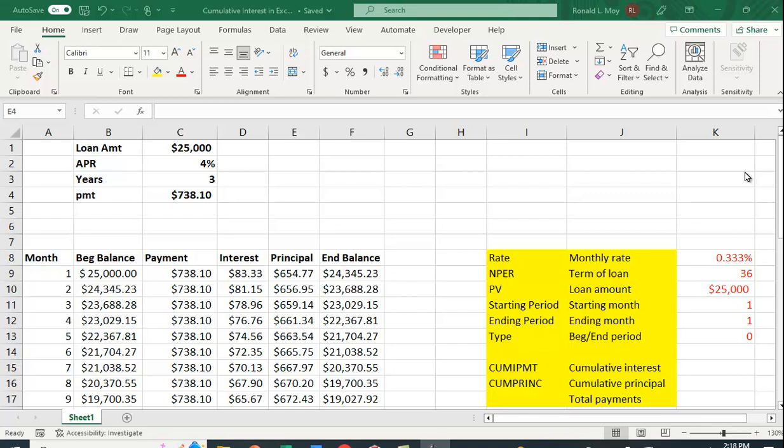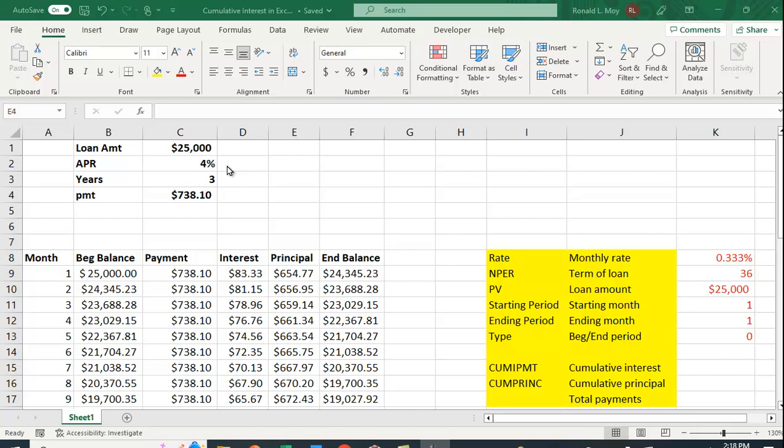I want to show you a couple of functions in Excel that allow you to find the cumulative amount of interest you've paid on a loan and the cumulative amount of principal you've paid off the loan, okay, for different time periods. So to illustrate this, let me create a loan amortization table, and we're going to assume that you take out a car loan for $25,000.